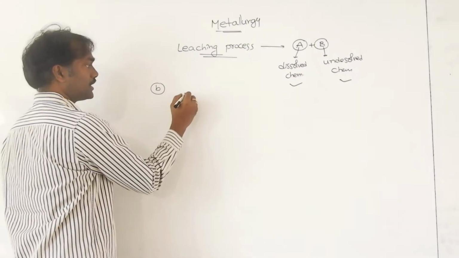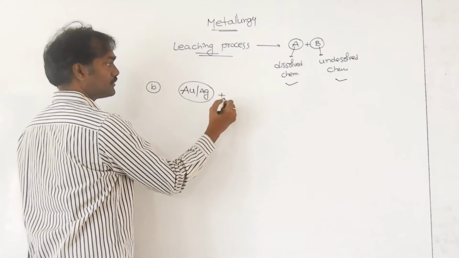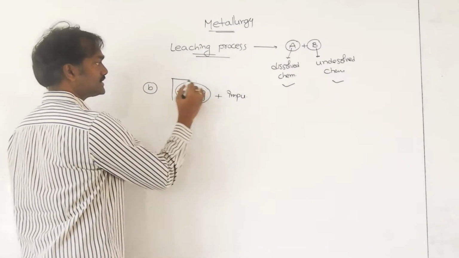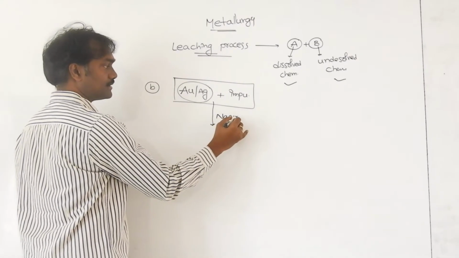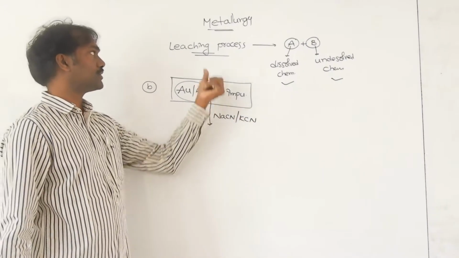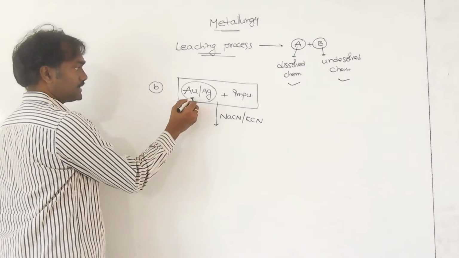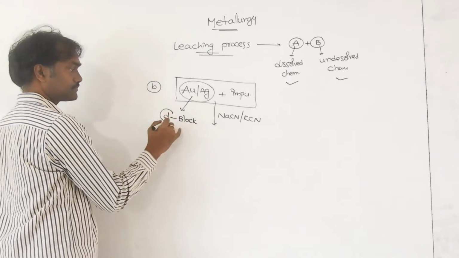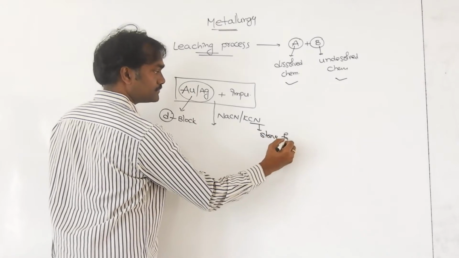Next, another one: gold and silver with impurities. This combination is treated with NaCN, otherwise KCN. It is the leaching compound in the extraction of gold and silver. Gold and silver are d-block elements, and cyanide is a strong field ligand.